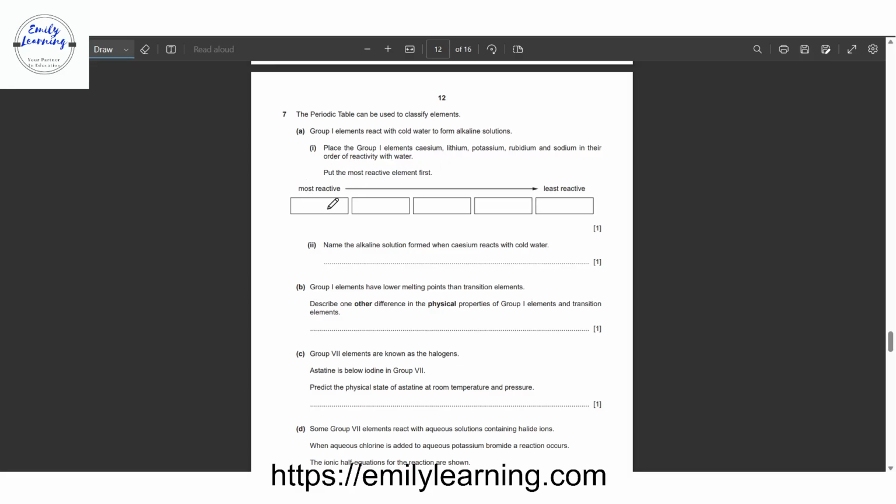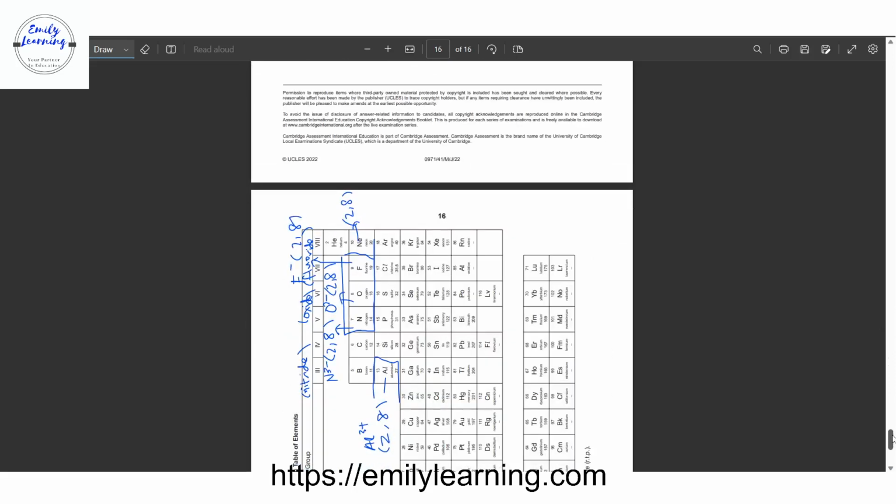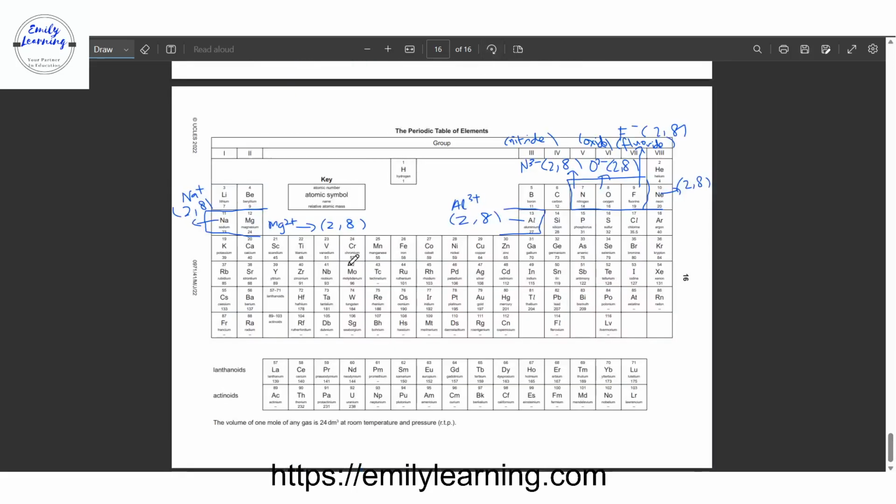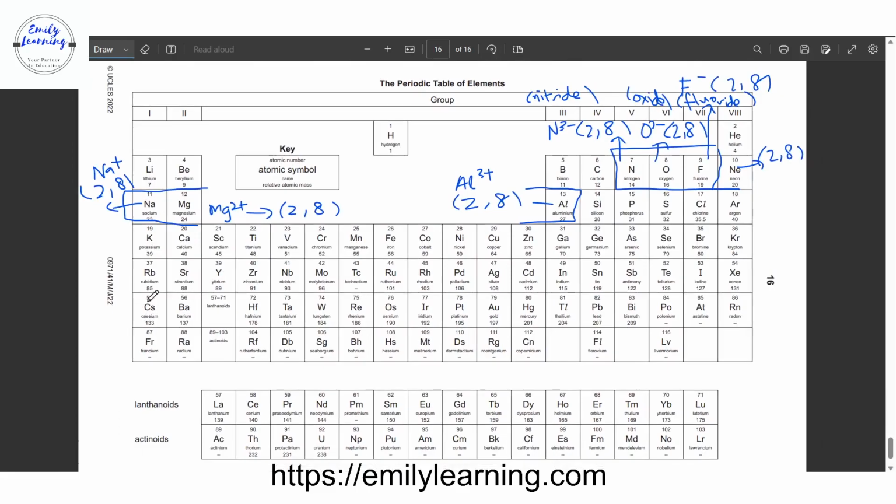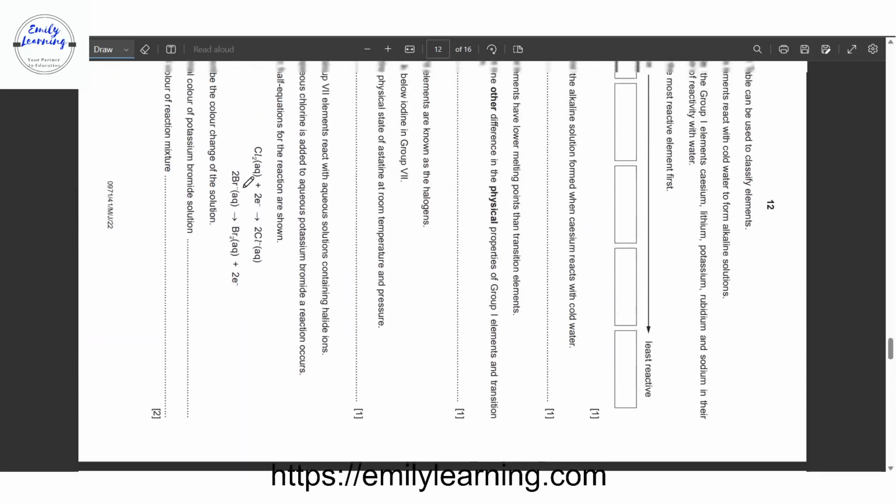So the most reactive one is the one that's lowest down in the periodic table, because the reactivity increases as you go down the group for group 1 metals. Okay, so we have calcium, lithium, potassium, rubidium, and sodium. So let's go to the periodic table on the last page of the paper. Okay, so we know that we have calcium, rubidium, potassium, sodium, and lithium. So calcium is the lowest down. The option they don't give you francium, they give you calcium. So calcium is the lowest down, so it is the most reactive, followed by rubidium, then potassium, then sodium, and finally lithium. So let's write the answers here.